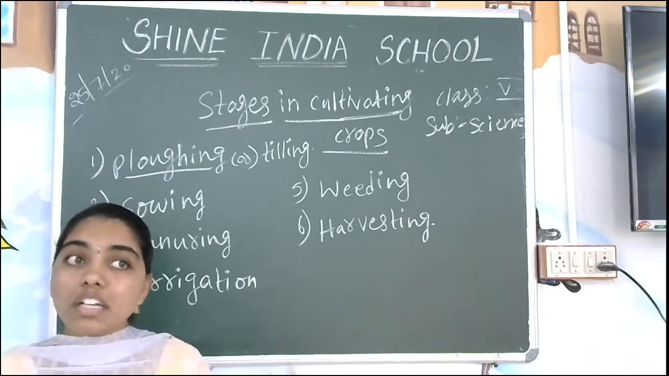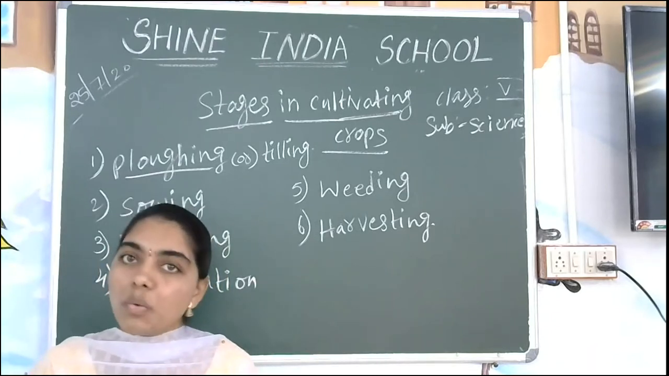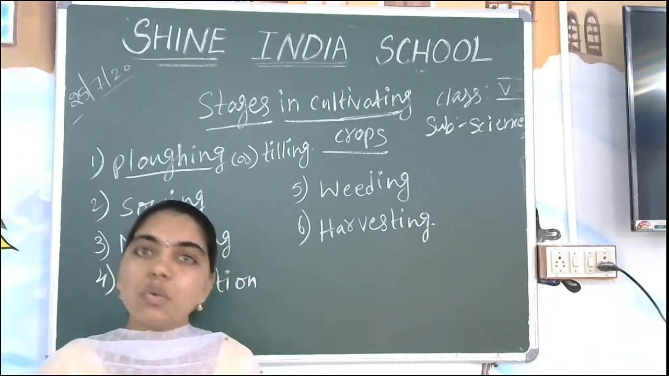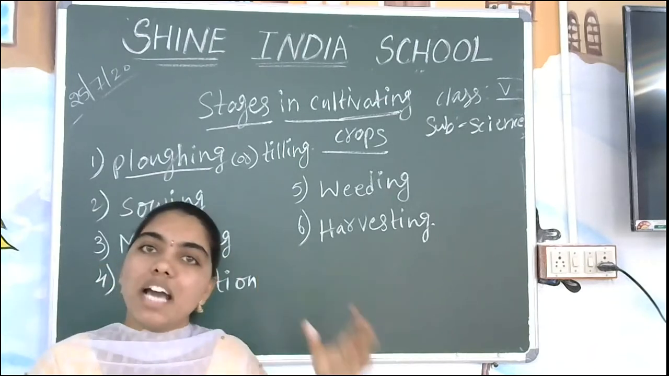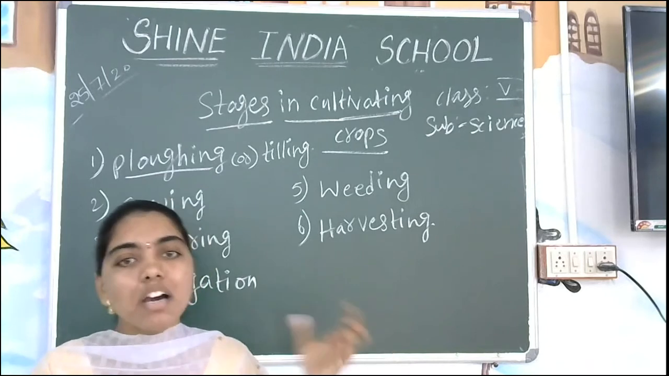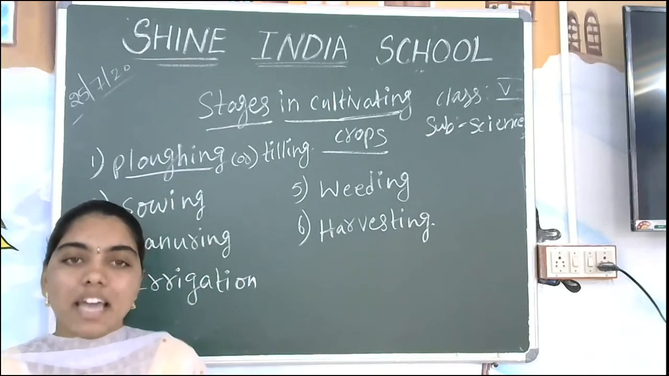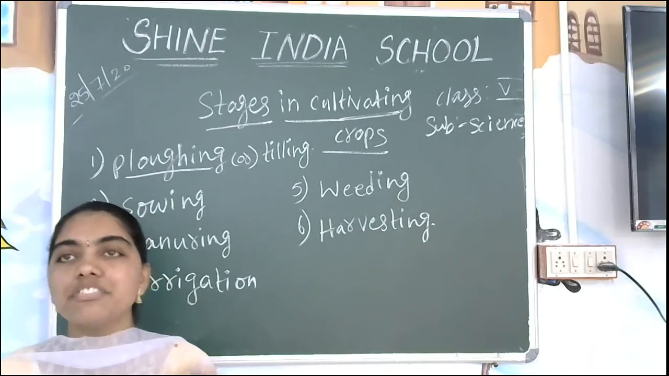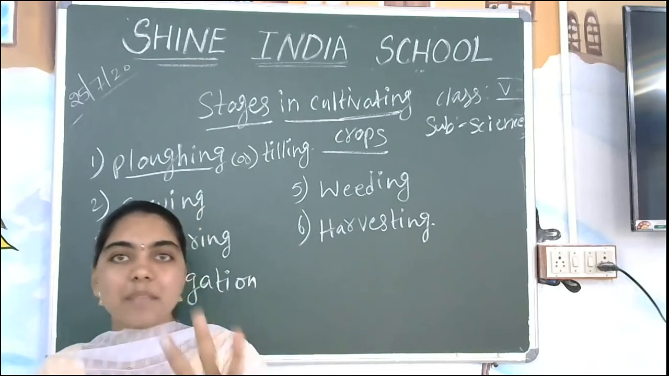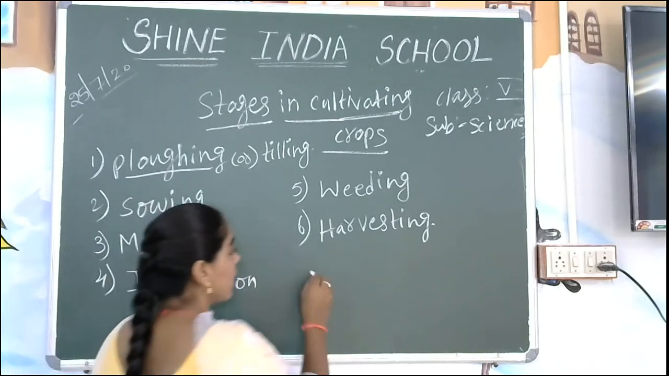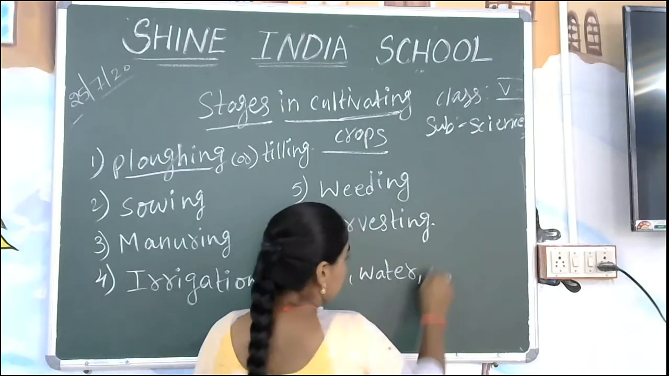And if there are no buffaloes or cows, how do we do it? We can do the plowing or tilling with the help of machines or the plow. Plowing allows the seeds what? It allows the air needed for germination. Each and every seed needs three conditions. What is the first condition? It needs air, water, and sunlight.